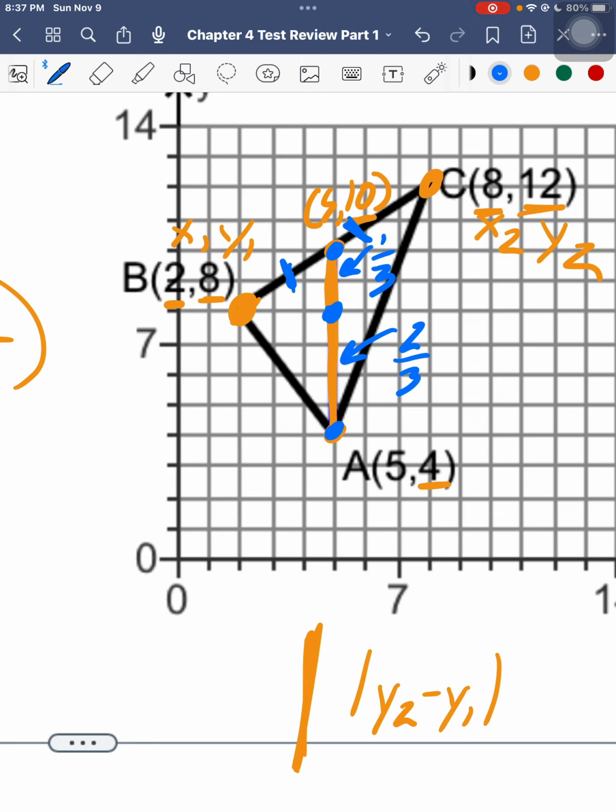I know this is the midpoint because we already established that. So I just have to find where that centroid is going to be. In order to do that, I need to calculate how long 2/3 of this entire segment is. Well, I know that the entire segment is 6. So what is 2/3 of 6?